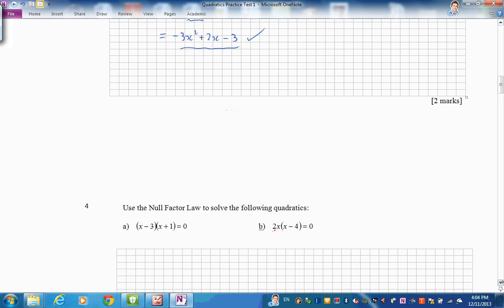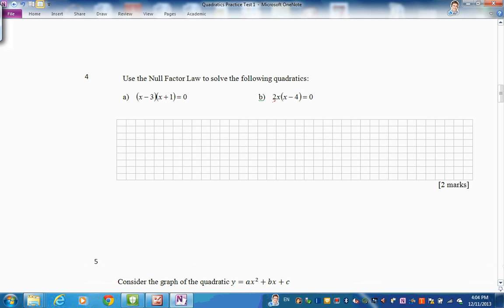Let's go down to question 4. Use the null factor law to solve the following quadratics. The null factor law says if there are two terms multiplied to give naught, one of them must be null. Either that is naught or that is naught. So that implies that x equals, add 3 to both sides, x equals 3, or here take 1 from both sides, x is equal to neg 1.